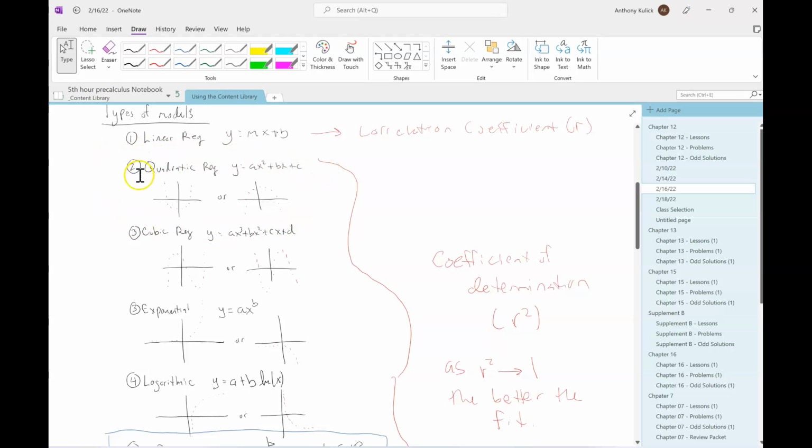So the first type we'll talk about is quadratic regression. So that's y equals ax squared plus bx plus c. And an instance where you'd want to use a quadratic regression is if I look at my scatter plot and it looks kind of like a horseshoe, right? It looks like a parabola. That's what we'd be looking for. Does that feel okay?